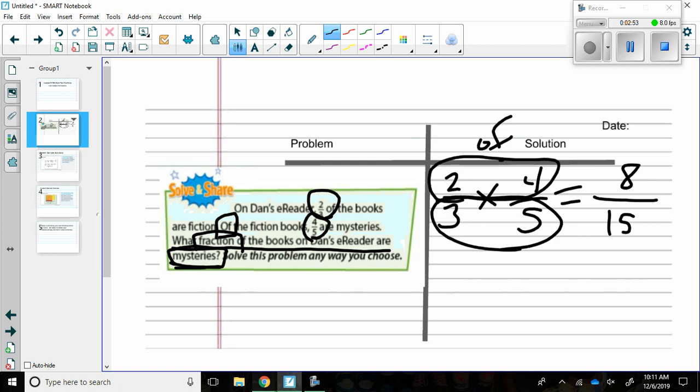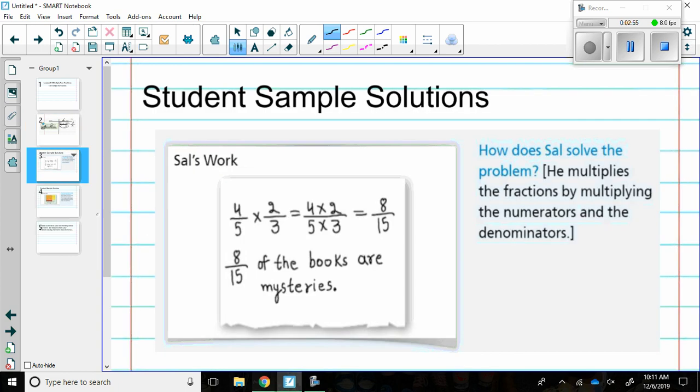Let's see how other students solve the problem. Here's Sal's work. Sal solved the problem very similar to me. As you can see, he took 4/5 times 2/3. His is different than mine. I believe I started with 2/3 and then multiplied 4/5. And the good thing is with multiplication, it doesn't matter what order they're in, you will come up with the same answer.